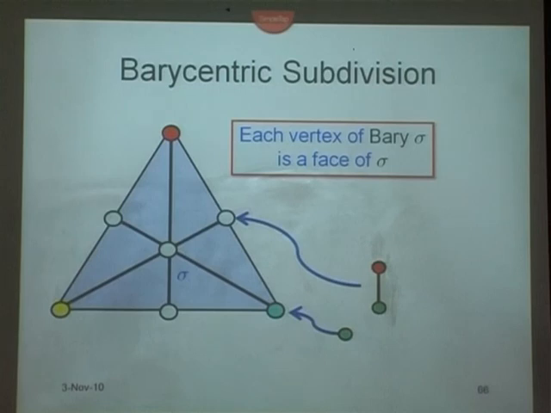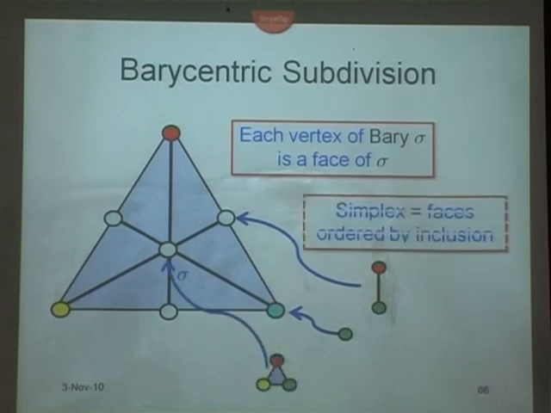So each vertex corresponds to the simplex of which it is the barycenter geometrically. But combinatorially, it's just a set of faces of sigma. And then I'll give you the rule for turning them into complexes. And so here, the entire triangle corresponds to this vertex.